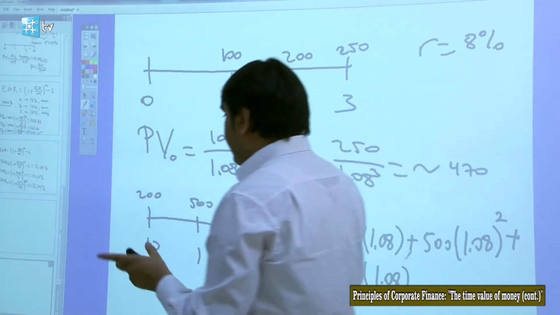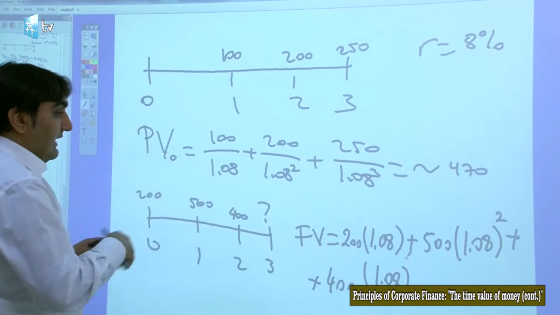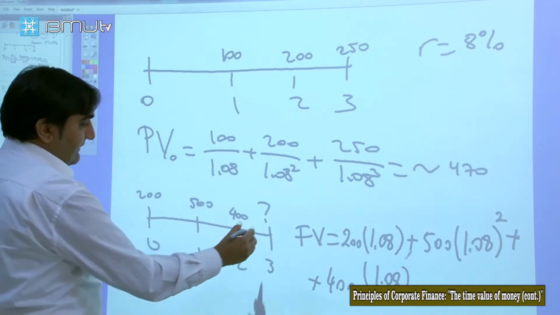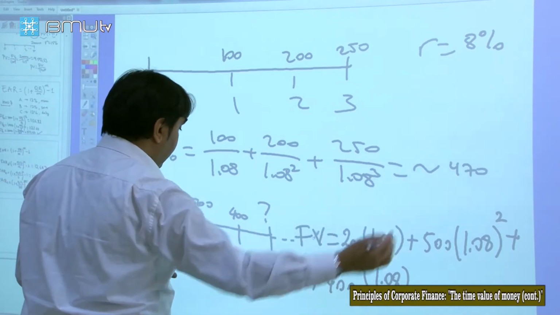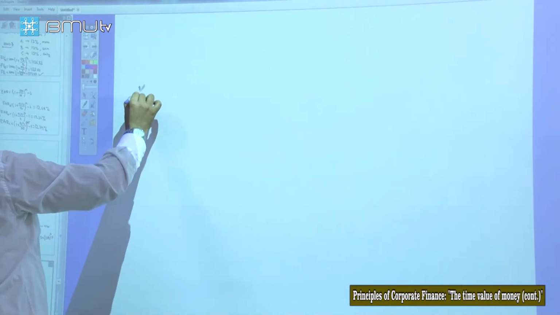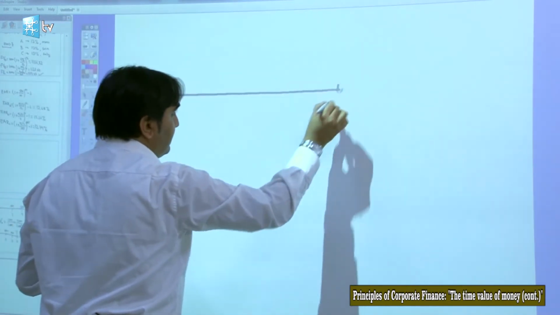If cash flows last forever, we call it perpetuity. For example, this may go on forever. Or sometimes we have fixed cash flows.